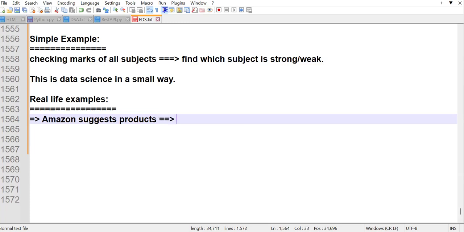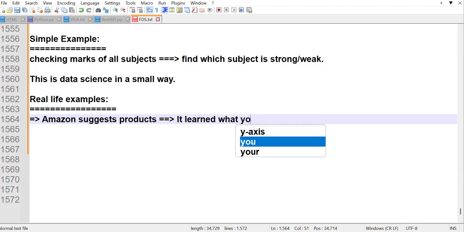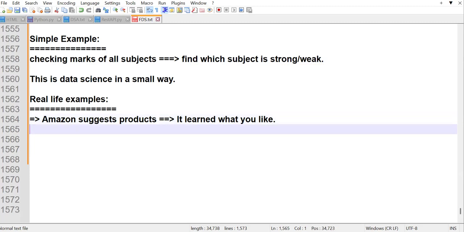So what happens? Basically, the model learns what you like, where you are clicking. Based on your clicks, it will suggest products to you. Let's suppose another example is what?